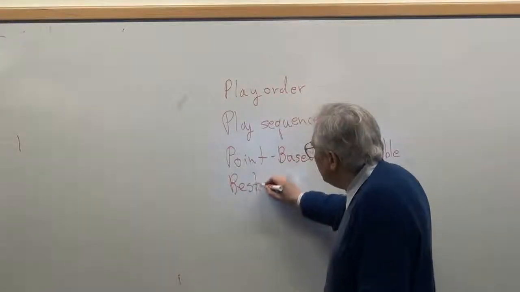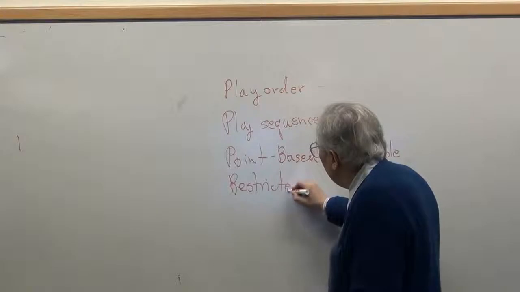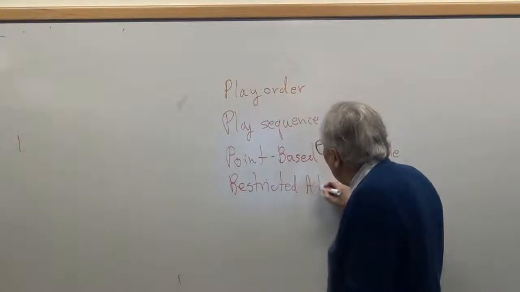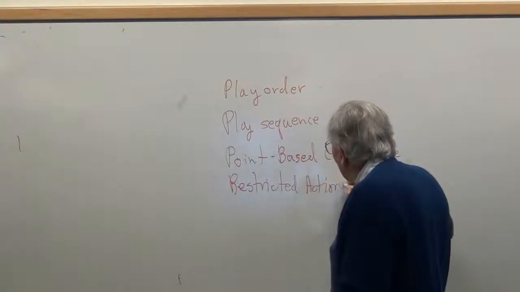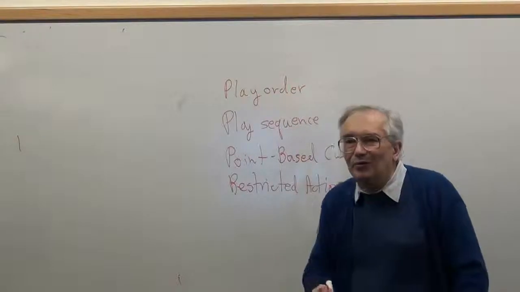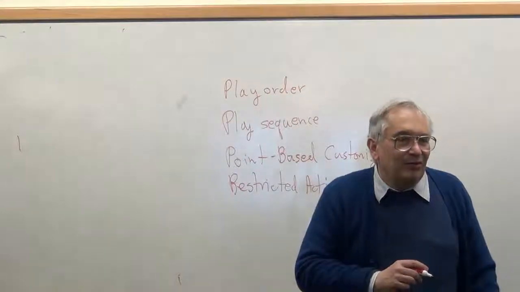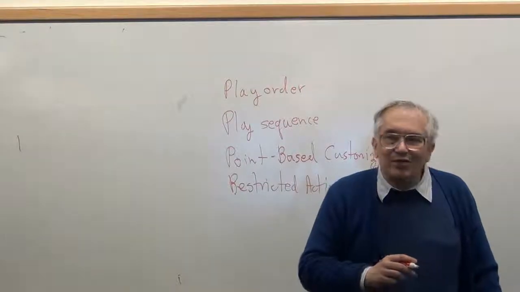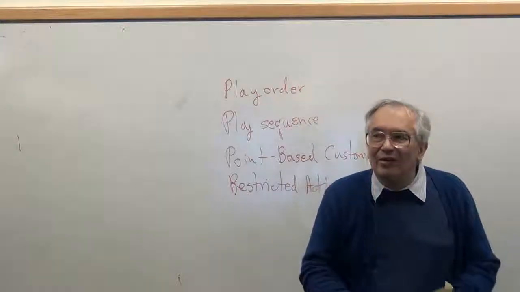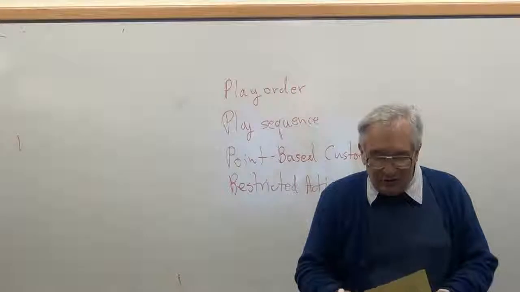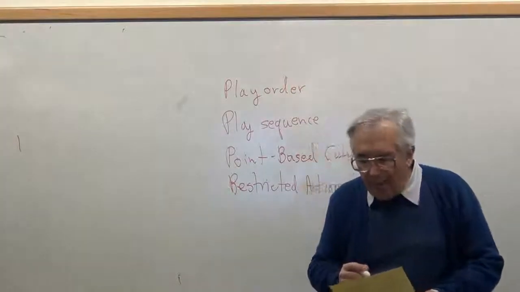Restricted actions. You would love to do everything at once. If you're a chess player, you would love to be able to move all 16 of your pieces. But you should consider your opponent gets to do the same, and the results may be very dramatic very fast. Okay.